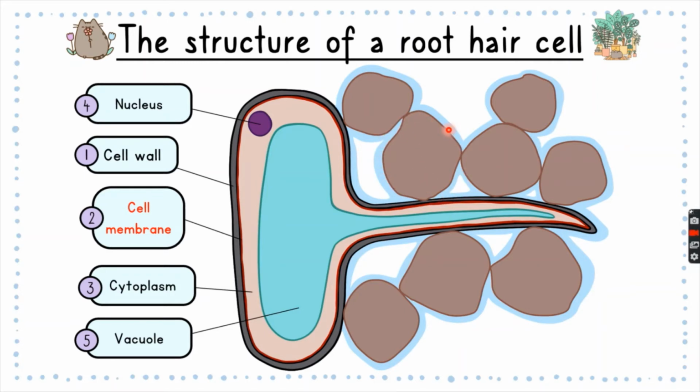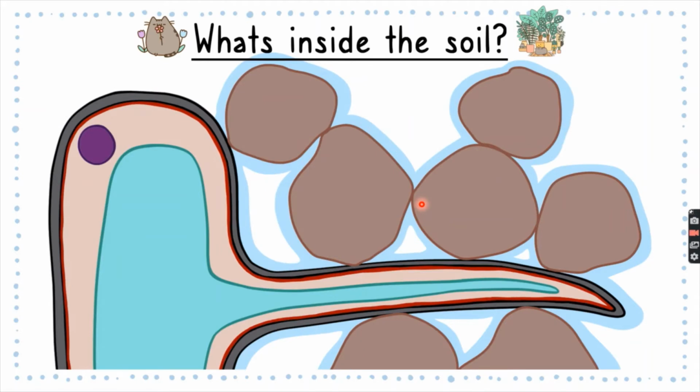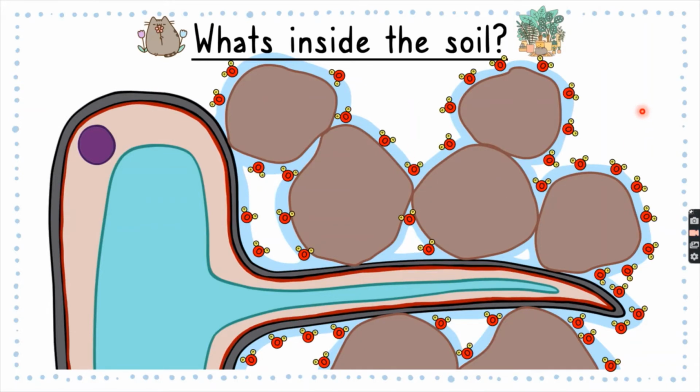And they have this layer of moisture, aka the water film, that surrounds the soil particles, and that is what the root hair part is trying to get in contact with. Alright, so what is inside the soil? Inside the soil, you have this water film. That is basically water molecules right there that this root hair cell needs to absorb.